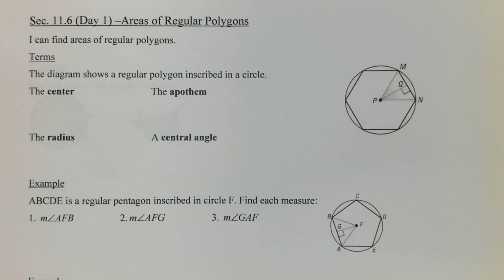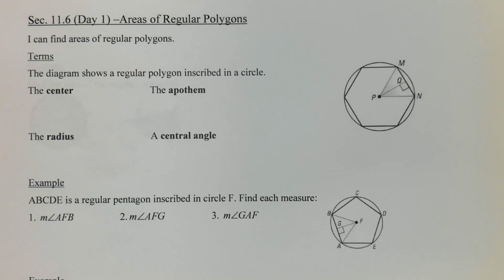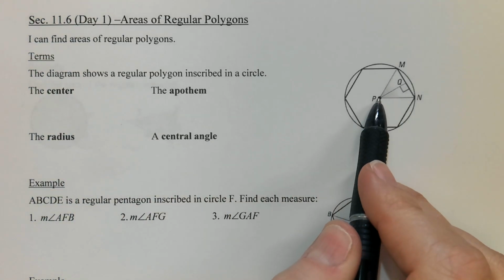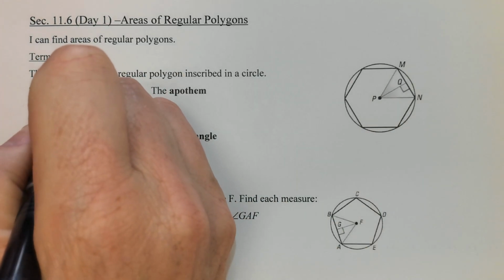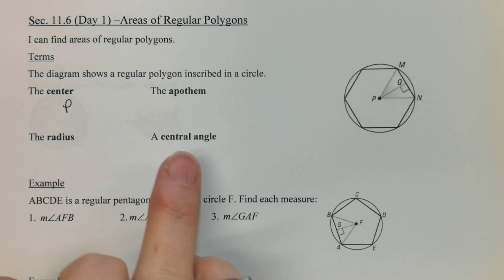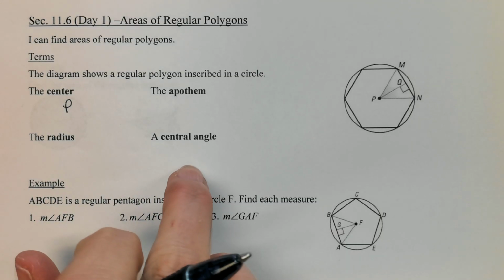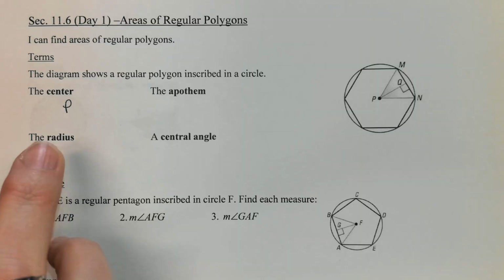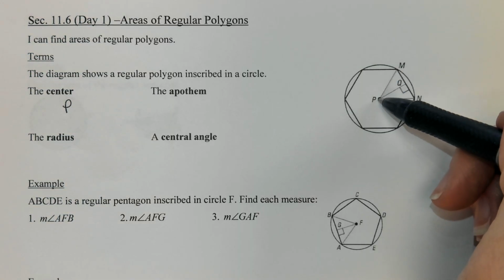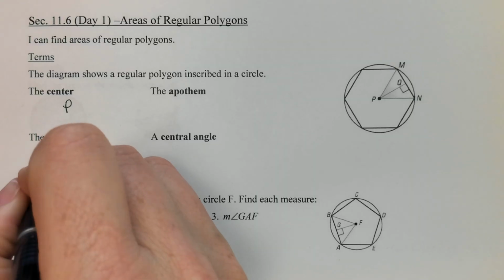And in order to do that, we have to talk about a couple of new vocab words. One is apothem. You've probably never seen that one before, but we're going to start talking about the center. The center is where the center of the circle is. So for us, in this example, that would be P. The reason we're talking about that is because we're going to talk about the central angles, and we need to be able to name those. And radiuses, and all radiuses come out of the center. So a radius here would be PM or PN.